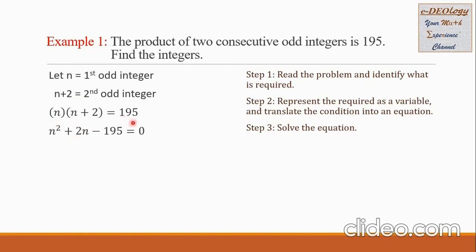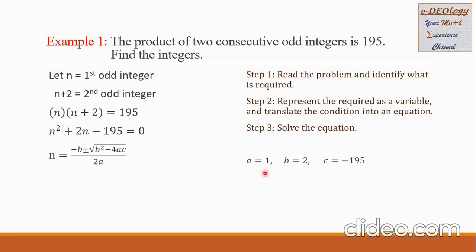The 195 on the right side is transposed on the left side, and the sign is changed. From positive on the right, it becomes negative now when transposed on the left, and this is now equal to 0. Our equation now is in standard form of a quadratic equation. Now we will write the quadratic formula, but this is about x. Since our variable used here is n, we can change the x into n.